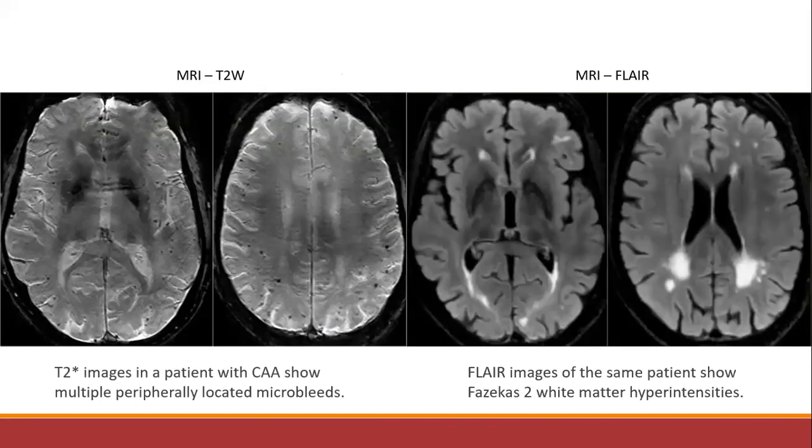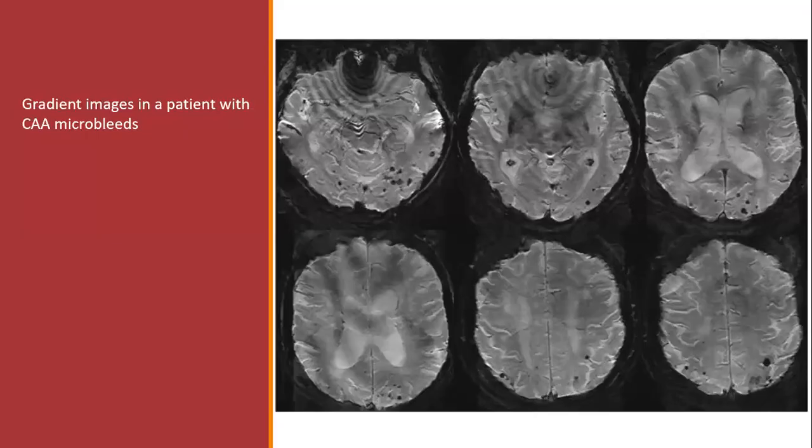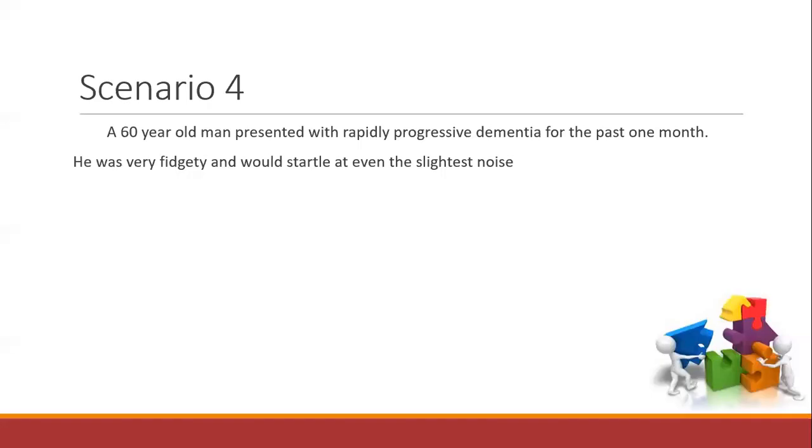And these are FLAIR images of the same patient, which show Fazekas grade 2 white matter hyperintensities. So the white matter lesions have started becoming confluent. That is why you have Fazekas grade 2. So this is another example of a gradient image in a patient with cerebral amyloid angiopathy showing microbleeds.